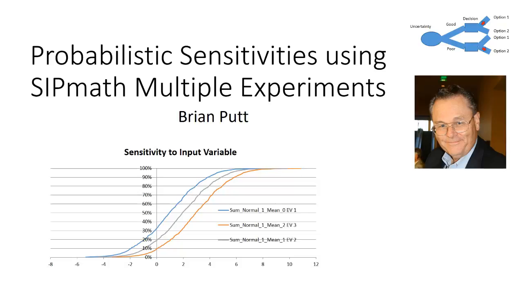In this video, I'm going to show you how to use SIPmath's multiple experiments to do sensitivity, probabilistic sensitivity, on a variable in your model. It only results in one value measure being shown, but it could be repeated for multiple value measures, and then you'd have what you might want. Let's start with a new worksheet.